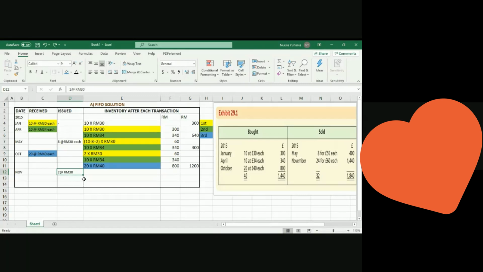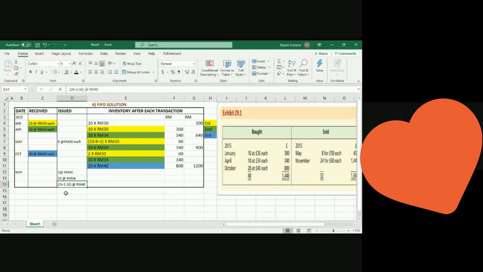So now you need to match based on these 3 groups. The first 2, you can sell all. So I put here 2 at 30, and then the second batch is 10. You put here 10, you can still sell all, so I put here at 34. Now 2 plus 10 is 12, right? But you need to sell 24. So for the last one, 24 minus 2 minus 10, and then I put at RM40.